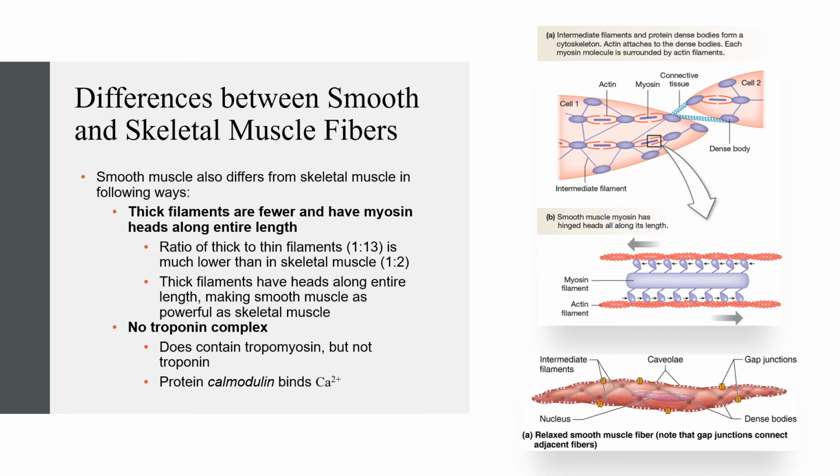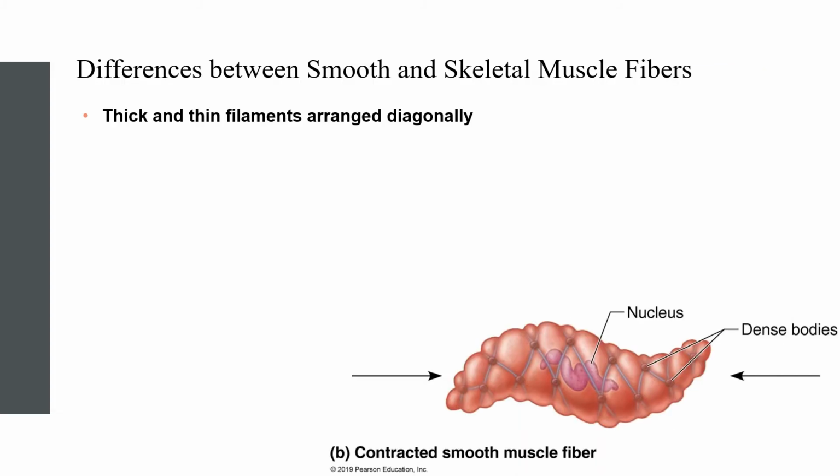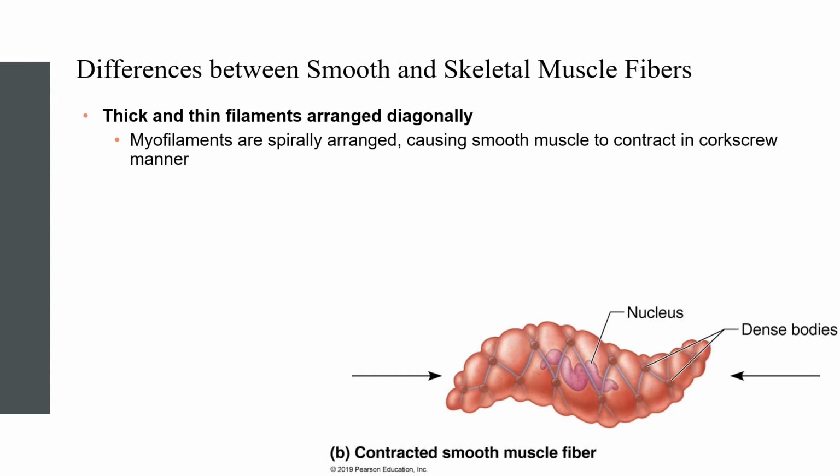And we're not actually going to talk about the contraction of smooth muscle, but we just want to look at the anatomy of the smooth muscle to see how they're different. Now, the thick and thin filaments are going to be arranged diagonally, and the myofilaments are going to be arranged spiraling around the smooth muscle cell. And this is going to make it look like a corkscrew when it actually contracts.